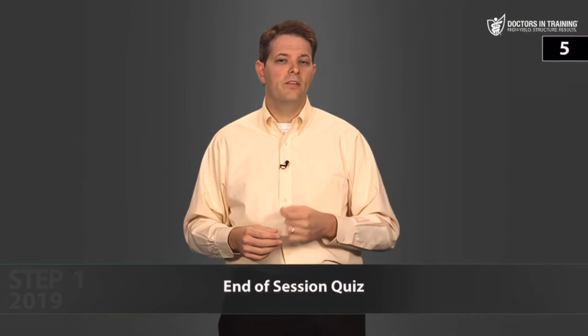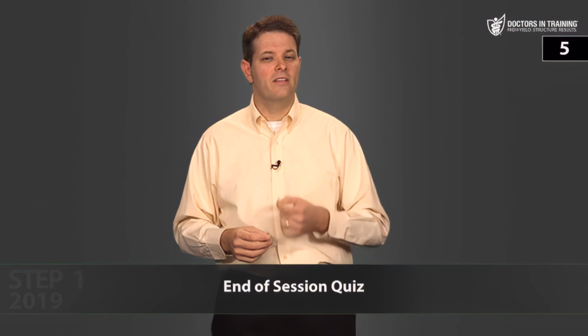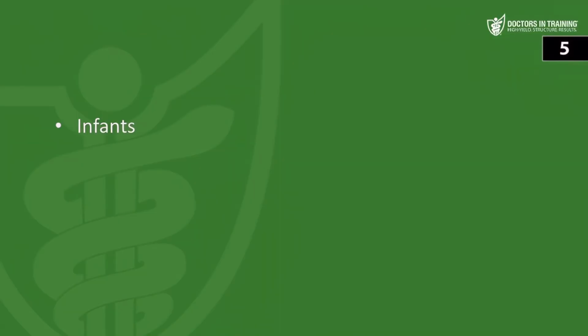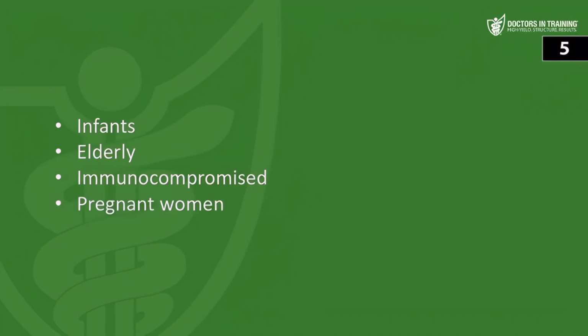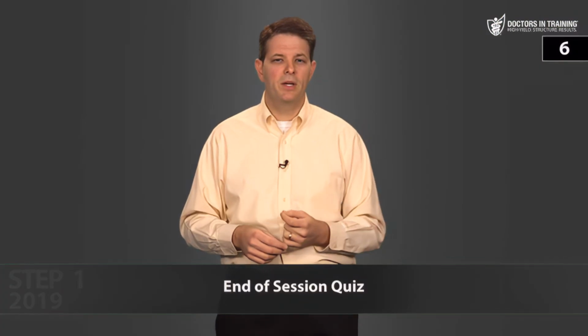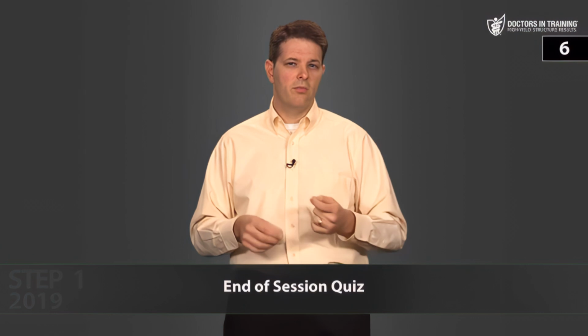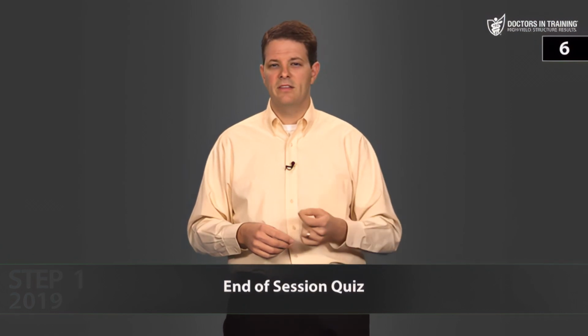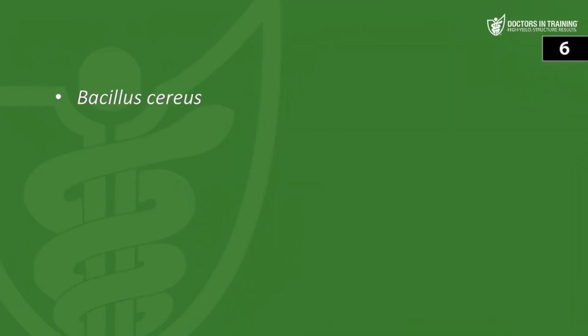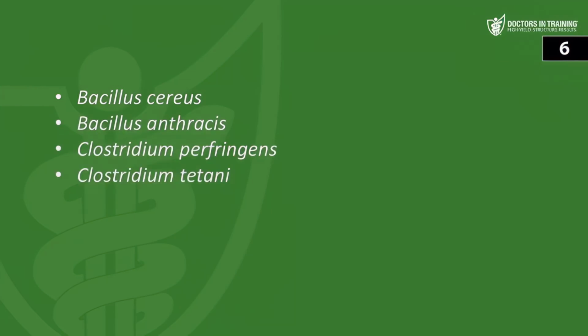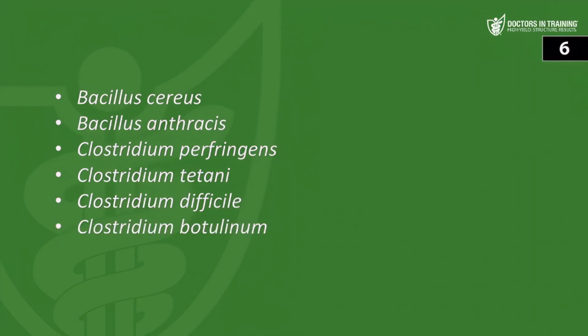Next, which patients are most susceptible to Listeria monocytogenes? Remember, infants, the elderly, immunocompromised, and pregnant women are all especially susceptible. And remember, Listeria can cross the placenta and cause fetal demise. Next, which bacteria are spore formers? So the spore-forming bacteria we went over were Bacillus and Clostridium species. So that includes Bacillus cereus, Bacillus anthracis, Clostridium perfringens, Clostridium tetani, Clostridium difficile, Clostridium botulinum, and then you should also remember Coxiella burnetii.